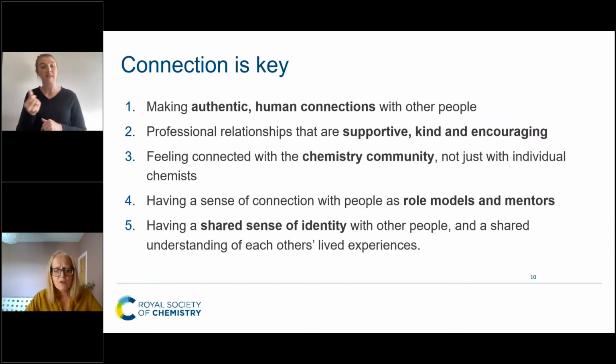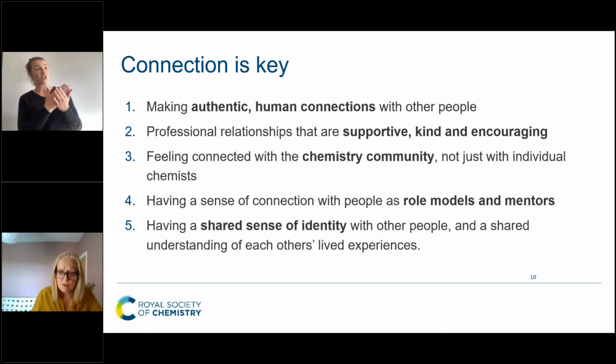It's about making authentic human connections with other people. It's about, when you feel connected with somebody, you're in a relationship with them that feels supportive and kind and encouraging, but it's not just about connection with individuals. It's about connection with the whole sense of community. It's about feeling connected with people as role models and mentors, and I know we're going to be talking about this later on in the webinar too. And it's about having a shared sense of identity with other people.